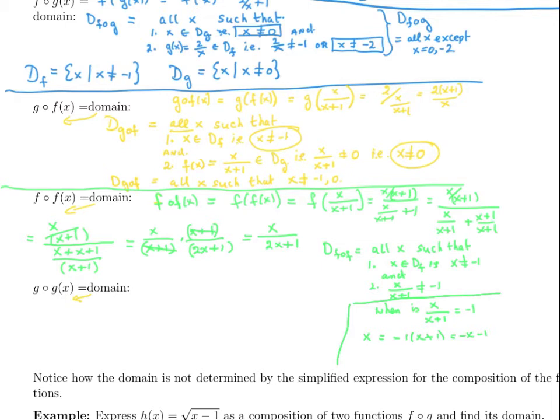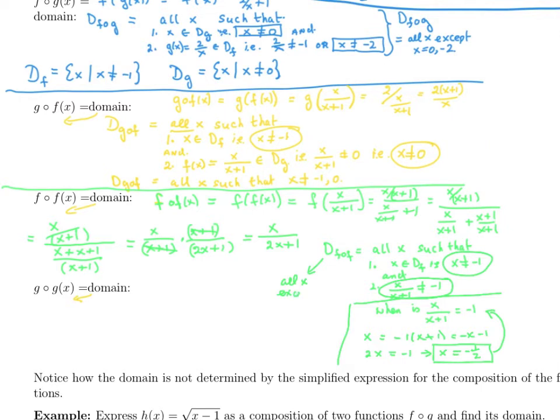And then if I bring the minus x over to the left, I get 2x equals minus 1, and that gives me x equals minus 1 over 2. So when x equals minus 1 over 2, that gives me x over x plus 1 is minus 1. And I must exclude that from my domain here. So the domain of f after f is the set of all x except x equals minus 1 and x equals minus 1/2. I have to exclude those from the domain.